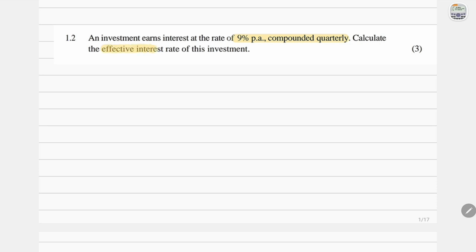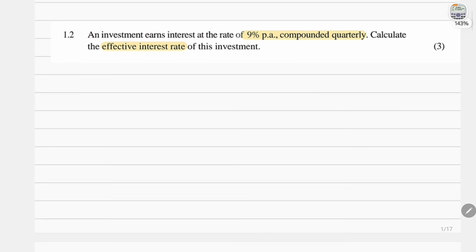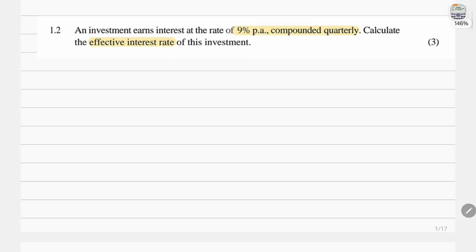Calculate the effective interest rate of this investment. Okay, so we're working with nominal and effective interest rate. You just need to remember your formula here. So here is our formula: 1 plus i effective is equal to 1 plus i nominal over n, all raised to the power of n.